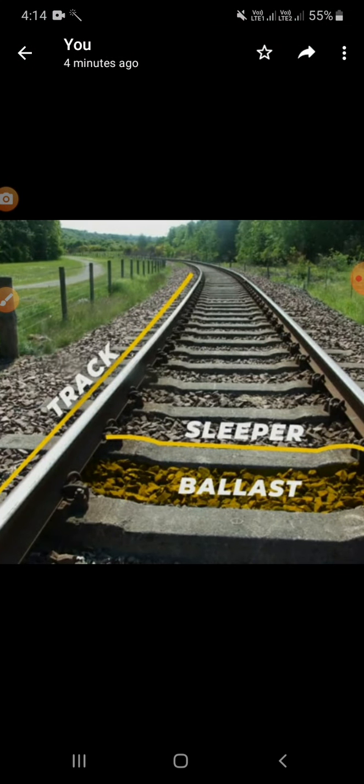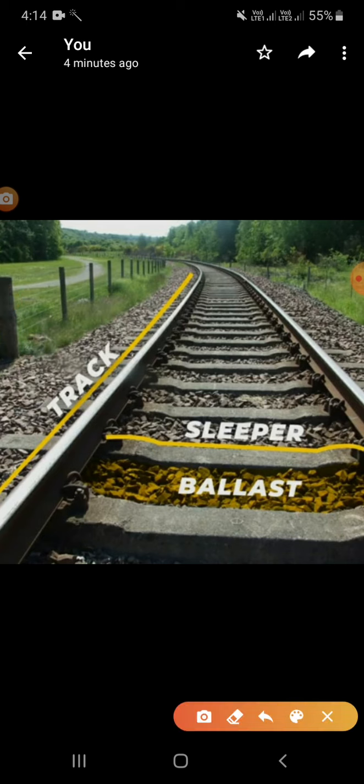Just see, it is the railway track, and see the ballast. Sleeper is also there, but sleeper is the next chapter; we have also completed sleeper. This is the ballast.